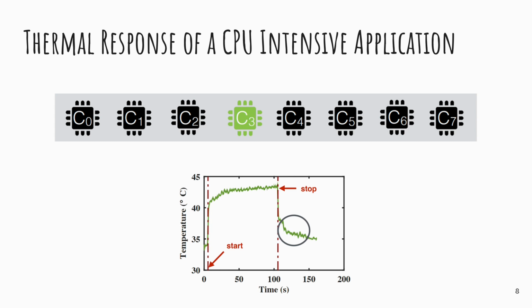But after the application is stopped and another application is running on the same core, this application can actually measure 36 degrees 50 seconds after the first application has stopped. And this can be used to leak information about the previous application which ran on the same core. So this is the first observation.